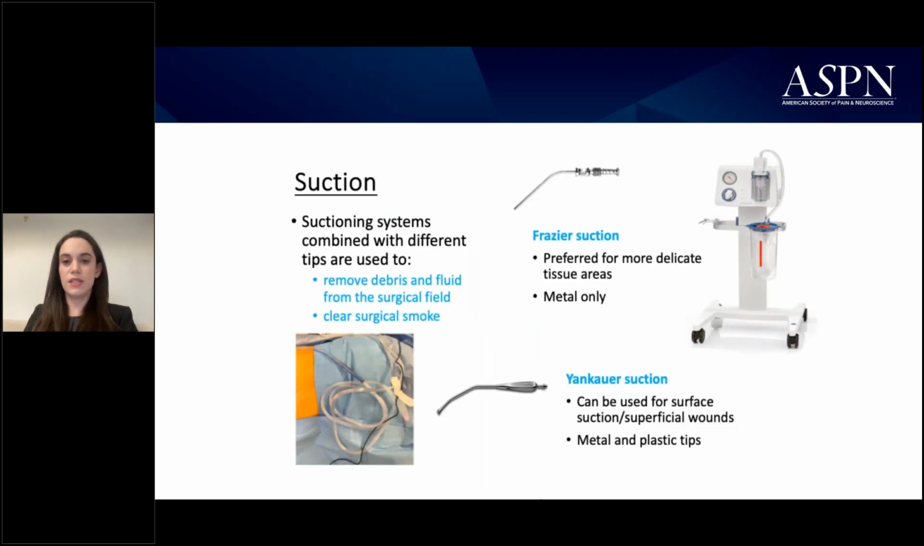Our next instrument is suction. This is used, as we know, to remove debris and surgical smoke. And there are two types. We have our Frazier suction, which only comes in a metal variety. It's used for delicate tissue. And we have our Yankauer, which comes in plastic or metal, and it can be used for suction of the wound and the skin surface. Next slide, please.